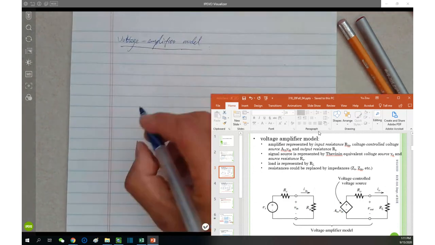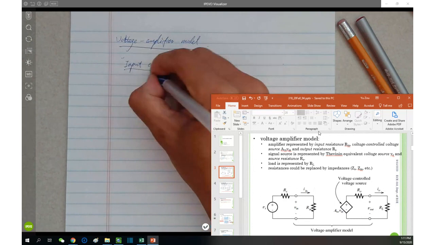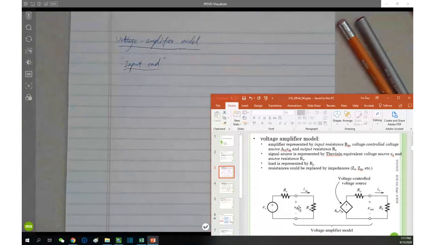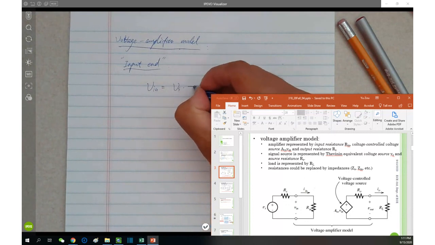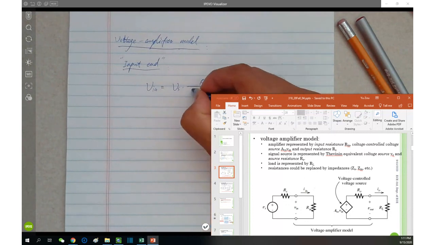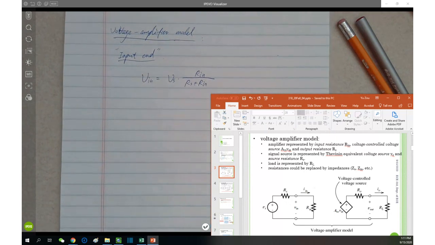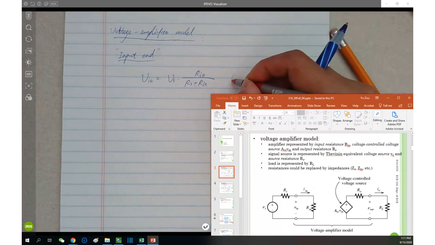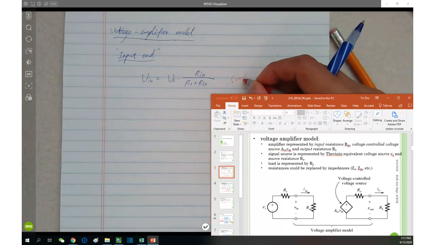So the input end, which is the first single loop circuit here, what do we have? How about the Vin is equal to Vs times Rin over Rs plus Rin. How about this? What I'm writing is what? Essentially, this is what principle I based on to come up with this equation. What is it? Voltage divider. Voltage divider. Very good. Josh is right. It's nothing but voltage divider. Okay.